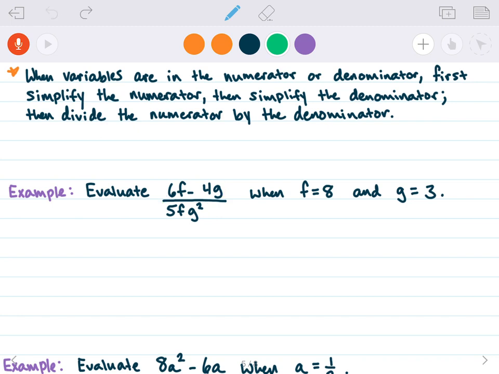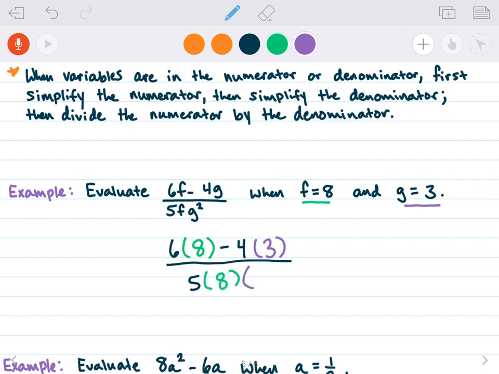Okay, so the first one is evaluate this expression right here when f equals 8 and g equals 3. So anywhere I see an f, I'm going to put an open parentheses and replace it with 8. And anywhere I see a g, I'm going to do an open parentheses and replace it with 3. All right, this is over 5. I got an f on the bottom, so I got 5 times 8 times g squared. All right, so that is that.